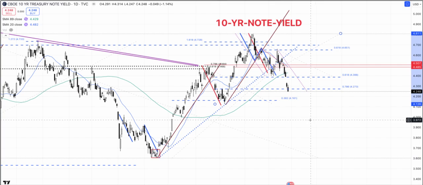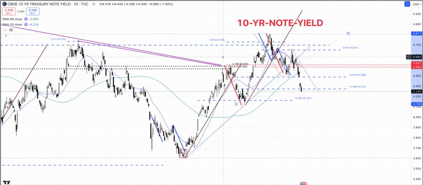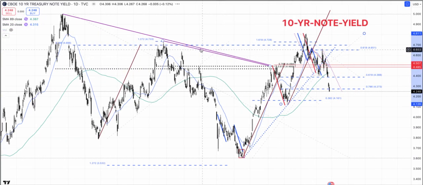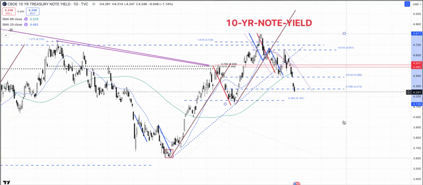There is a possibility for that, although it does look like we could have put in a double top formation right here. This might be easier to see on the price axis. So we'll take a look at the 10-year Treasury note on the futures chart, but just do remember this ABCD completing right here.